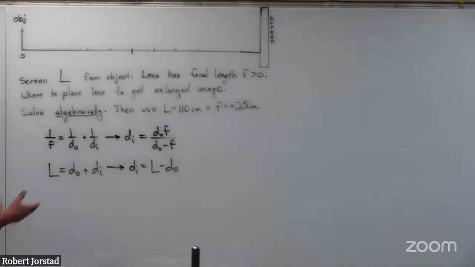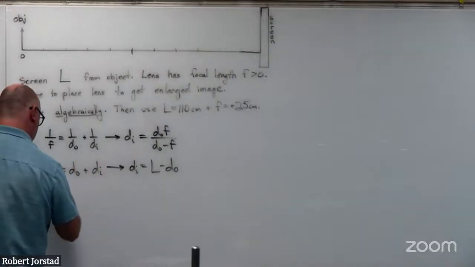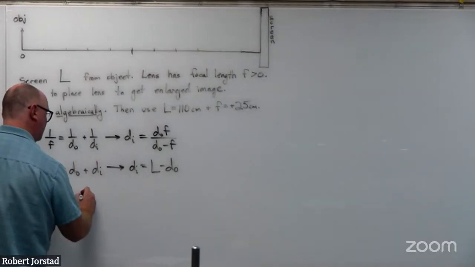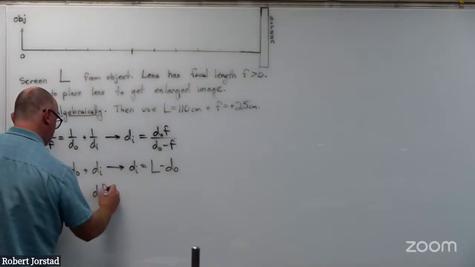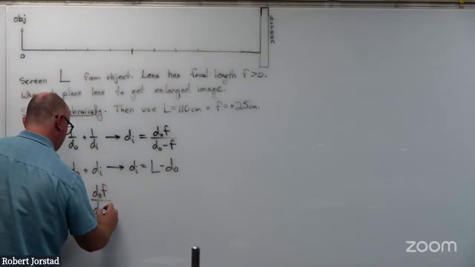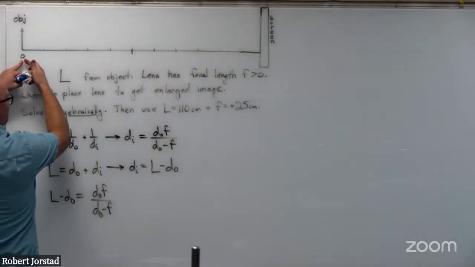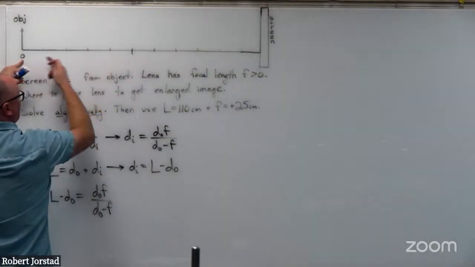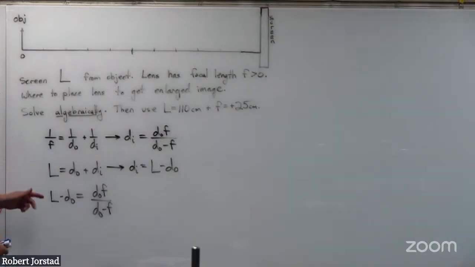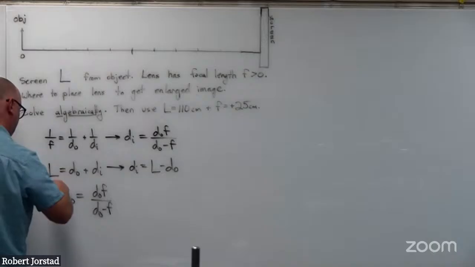Okay, so you could obviously set these equal to each other. And at this point, I'm just going to do a quick check. What the heck are we trying to find? Where to place the lens? Well, d_o is literally telling me how far away from the object I should put the lens. So that's a good thing. I know what L is. L is a given.